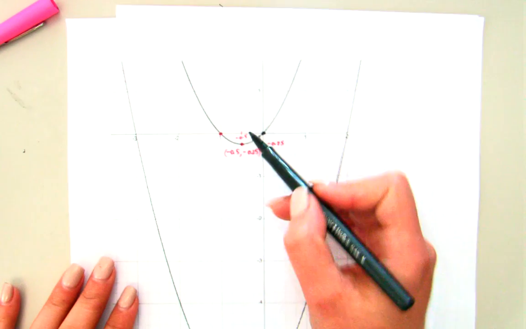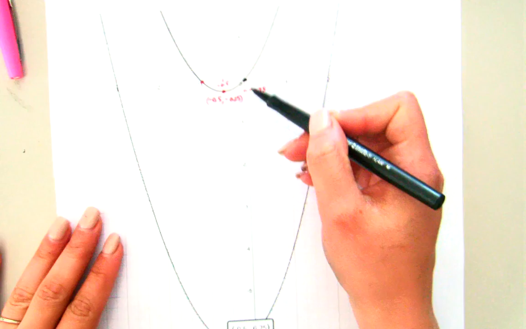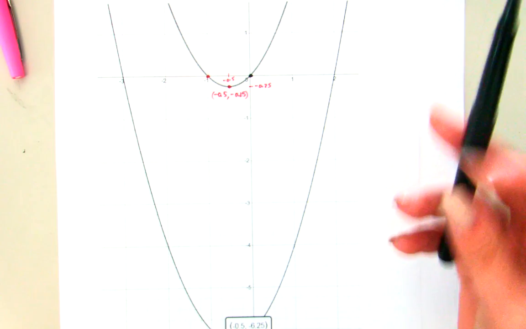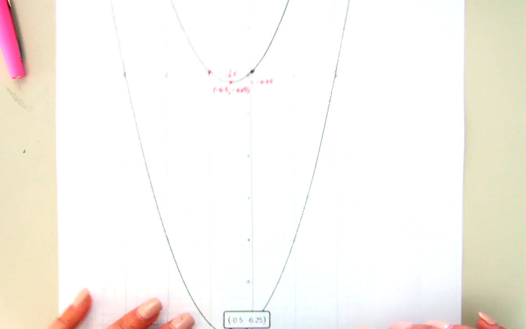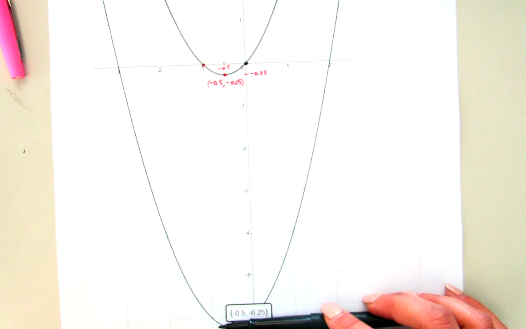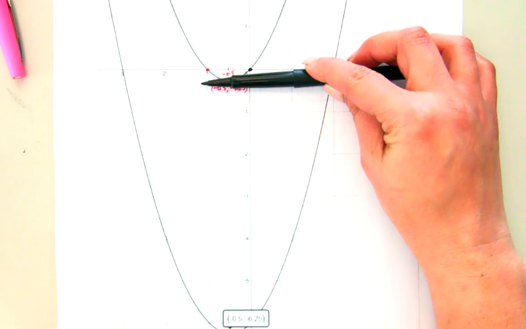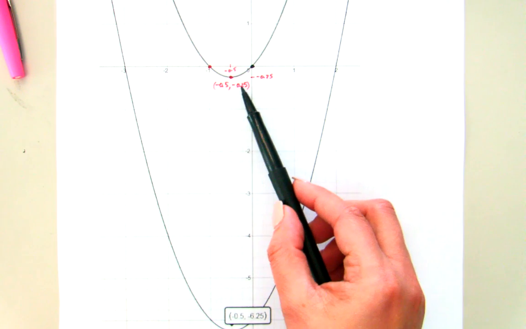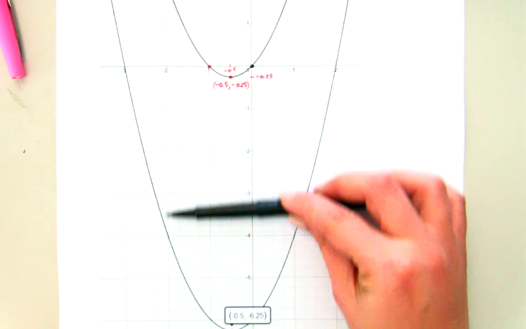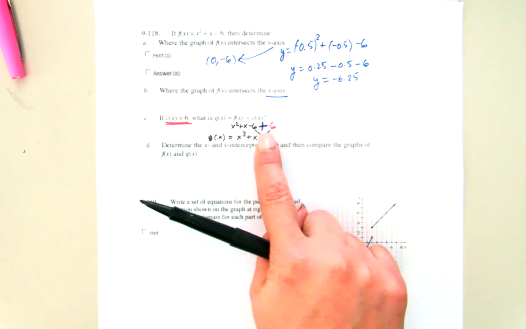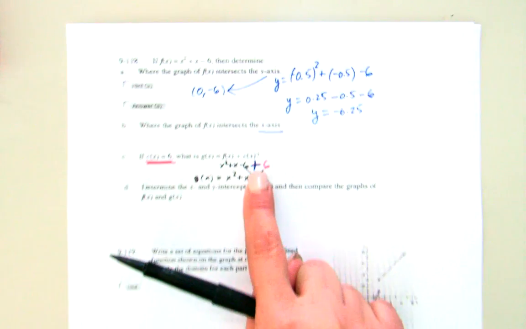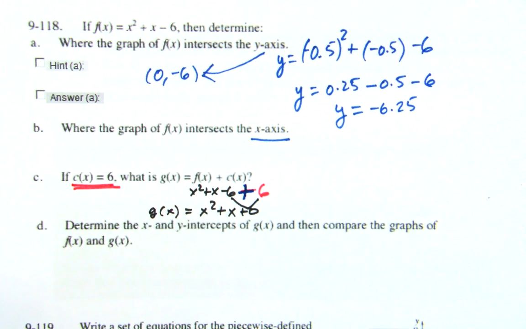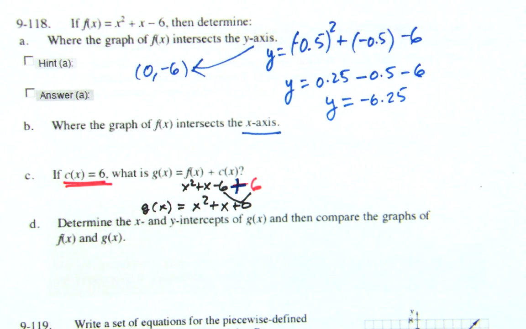So what you should notice is that they both have the same x-coordinate for the vertex. The only difference is that you took this one at negative 6.25 and you shifted it up 6 units, technically, to negative 0.25. And that should make perfect sense since the reality is you shifted it 6 units by adding plus 6 when you add the constant function to it. All right, that was 118.